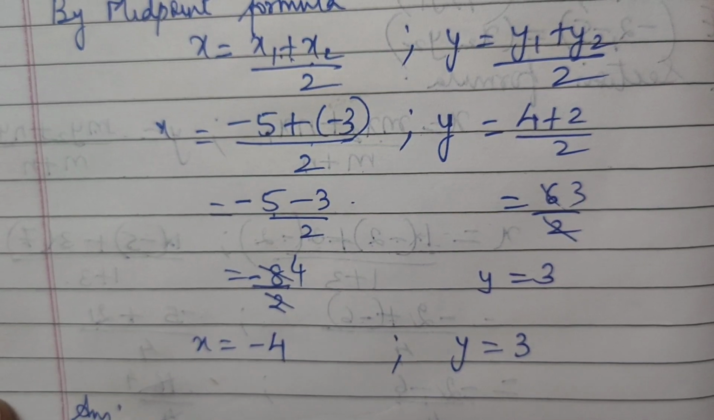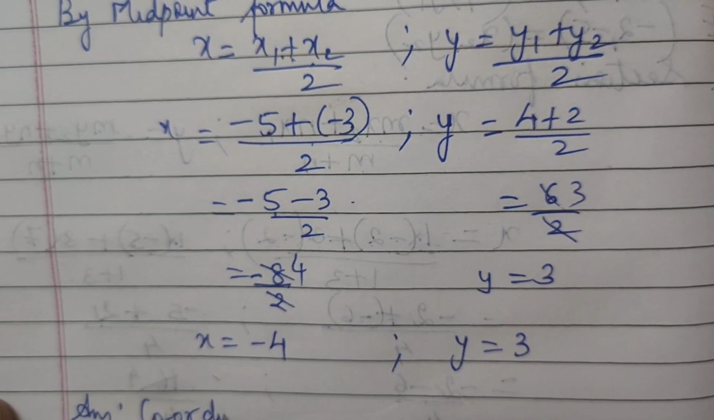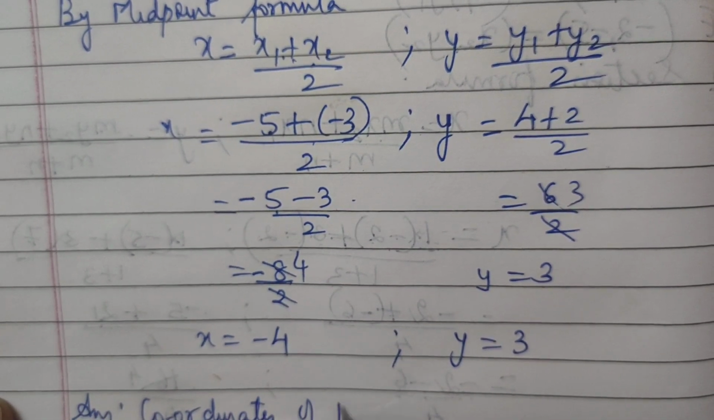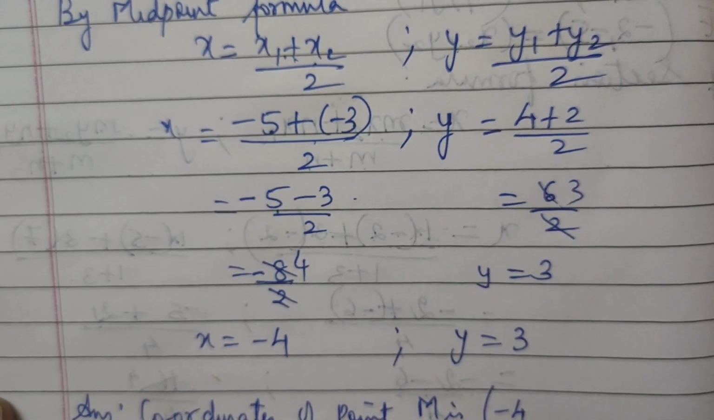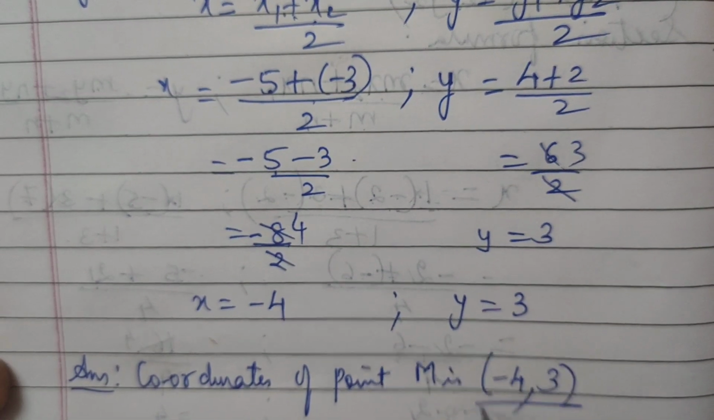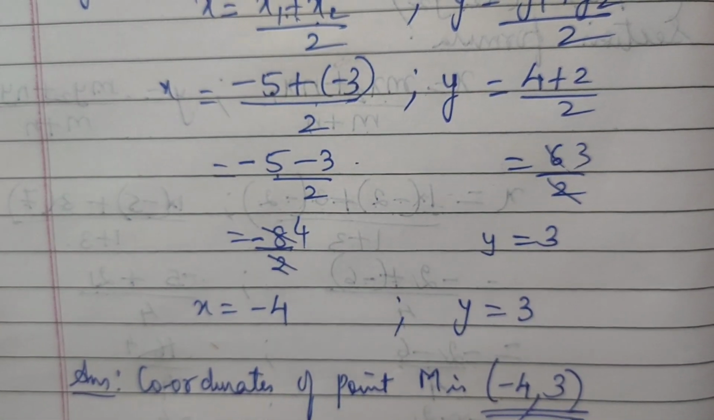Answer: coordinates of point M is what, my dear? Minus 4, 3. You always have to complete the answer in this manner.